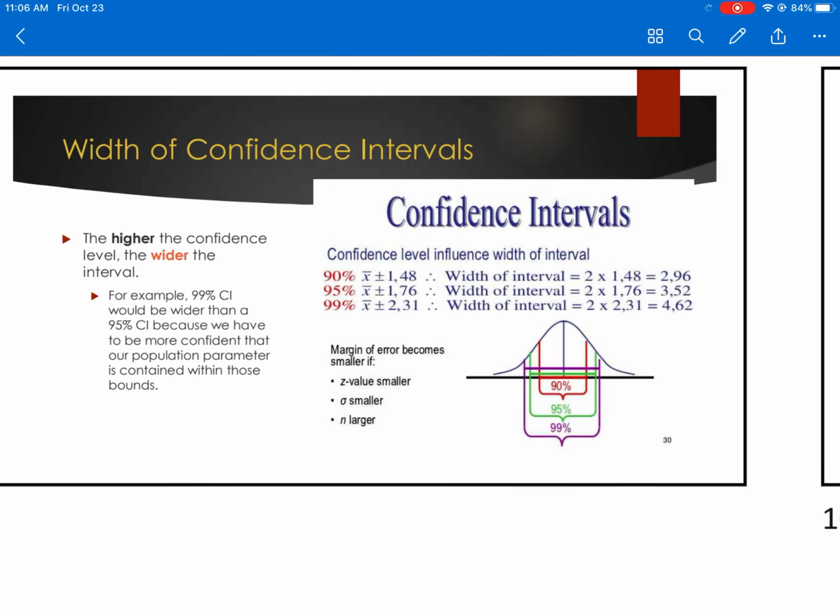Okay, so if you're looking here, these confidence intervals, if we want to be 90% confident, my margin of error is 1.48. 95 is 1.76, 99 is 2.31. So if you notice, that margin of error is growing because we want to be more confident that it's contained in there. Okay, so your margin of error becomes smaller if your z-value is smaller, your sigma is smaller, so that's standard deviation, and your n is larger, so we have a bigger sample size.